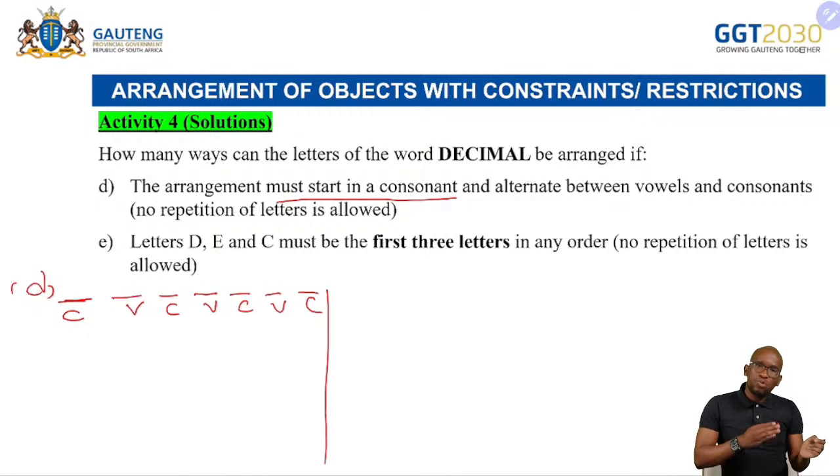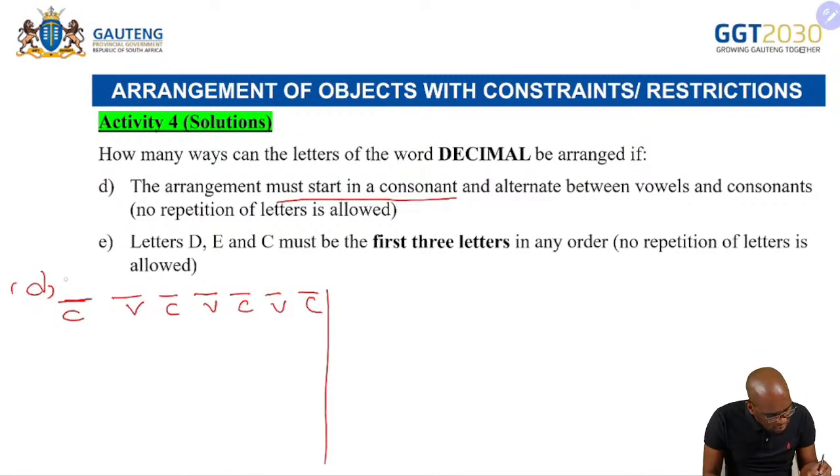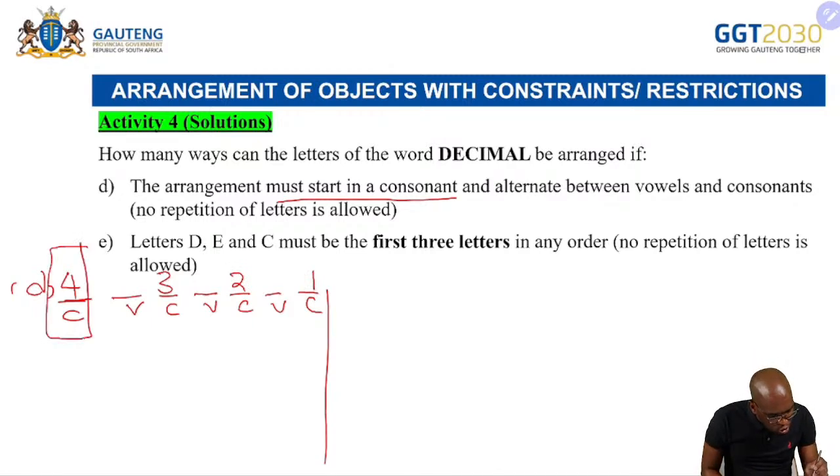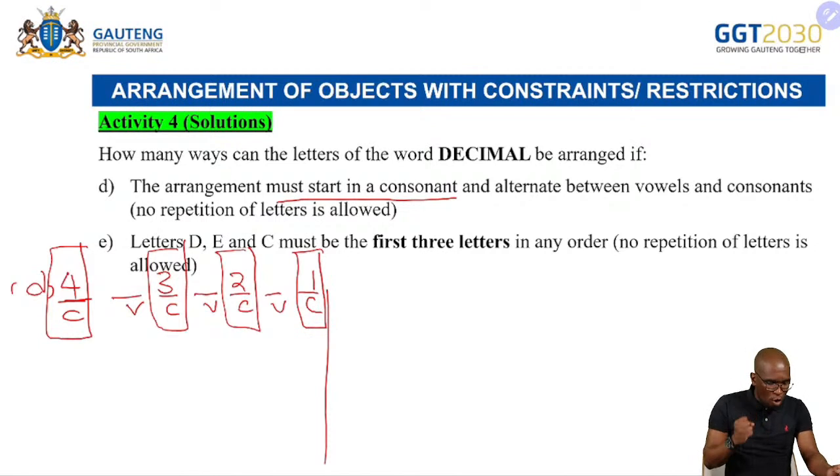Now, let us look at the arrangement only for consonants. How many options do we have of starting with a consonant? It's 4 because we had 4 consonants. How many options do we have of occupying the third position, which is the second consonant? It would be 3 options, then 2 options and 1 option. Remember, I'm only looking at my consonants for now. If I start with a consonant, I have 4 options.